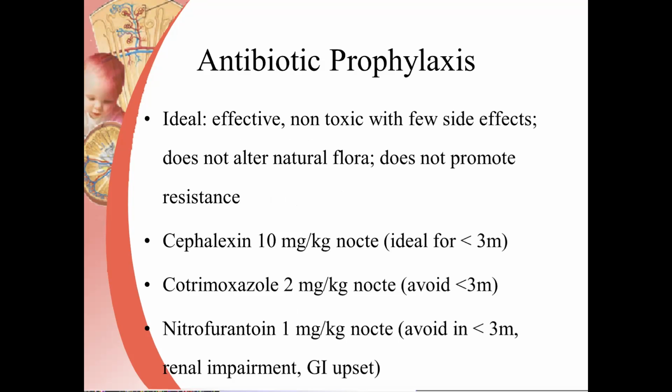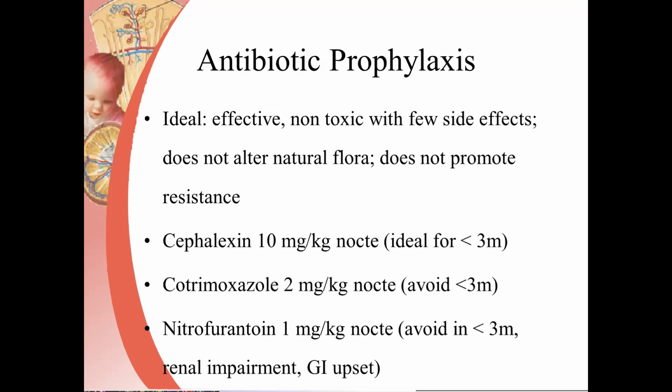Antibiotic prophylaxis, how to choose the antibiotic? It has to be effective, non-toxic, with very few side effects. It should not alter the natural flora, and it should not promote resistance. So, there is no ideal antibiotic, to be honest with you. It can be cephalexin at 10 milligram per kilogram at night time for children less than 3 months.